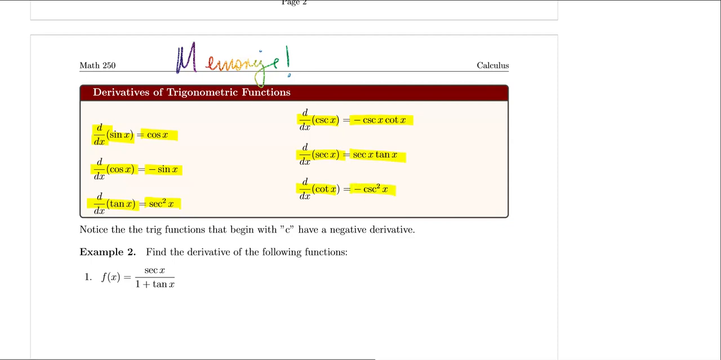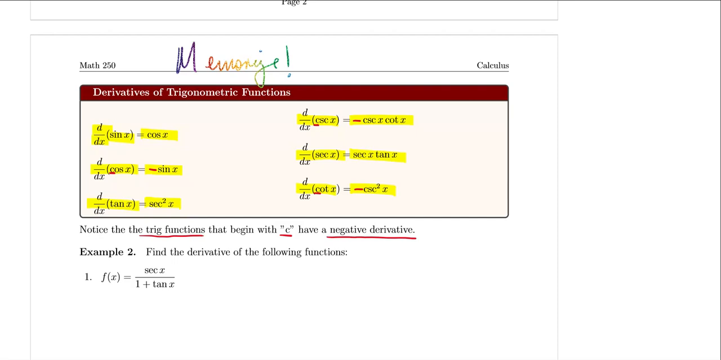Now, I want you guys to notice something, and hopefully this helps you remember them. If your trig function begins with a c, then it's going to have a negative derivative. So notice this. The derivative for the cosine is a negative sine. The derivative for the cosecant is a negative cosecant cotangent. And the derivative for a cotangent is a negative cosecant squared.